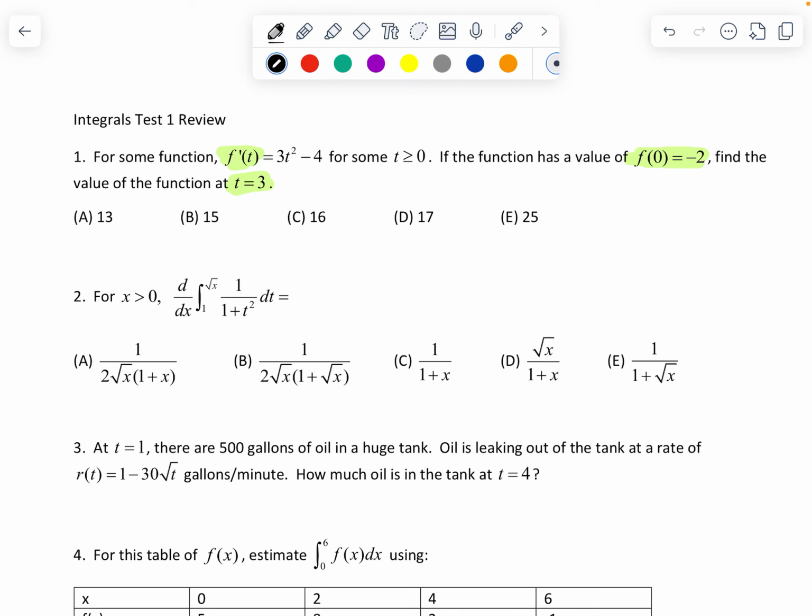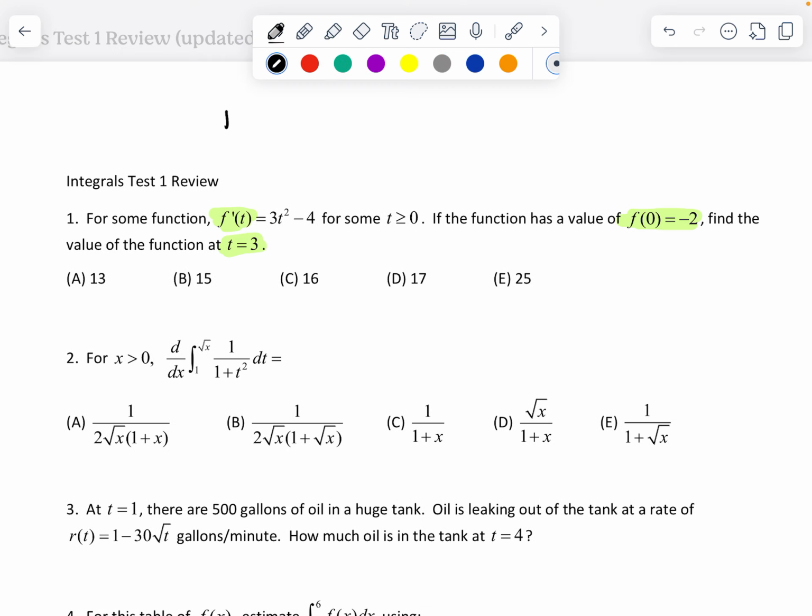So remember, net change said, let's write that up here, net change said that if we have the integral from a to b of f prime of x, that is going to equal f of b minus f of a. So how are we going to set this up? Well, this is your a, the 0, and this is your b. So you're going integral from 0 to 3 of f prime of x.